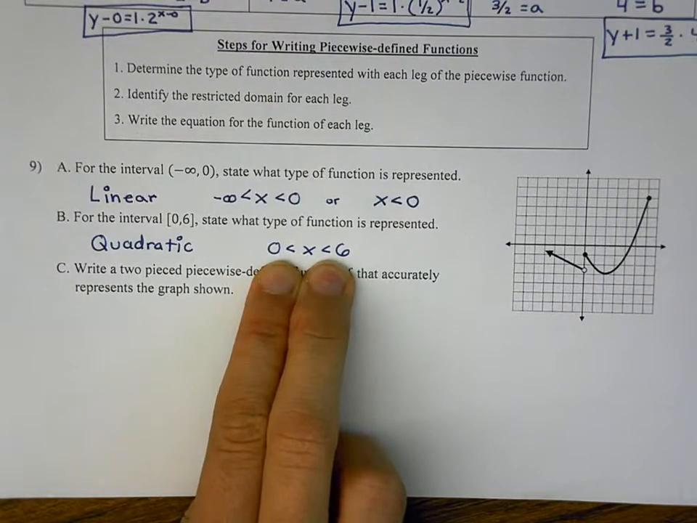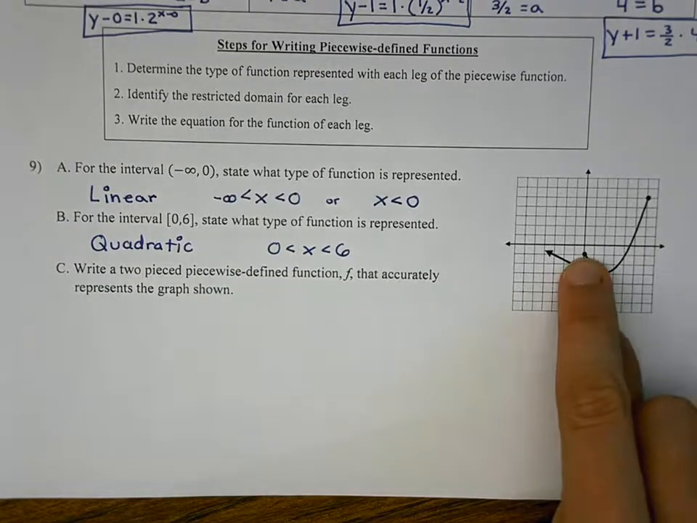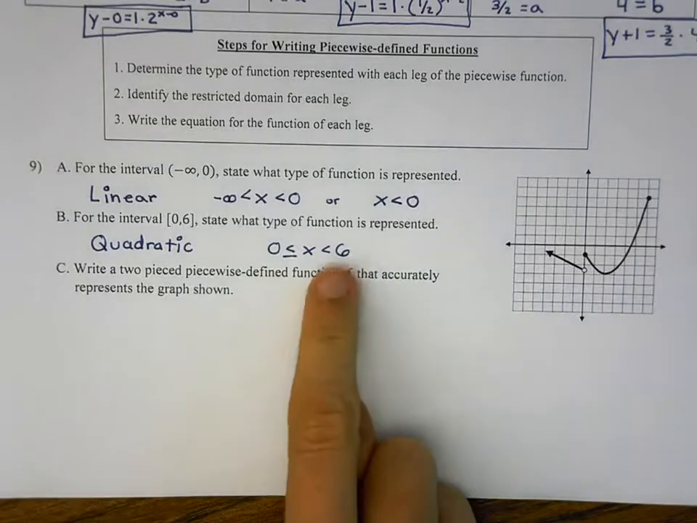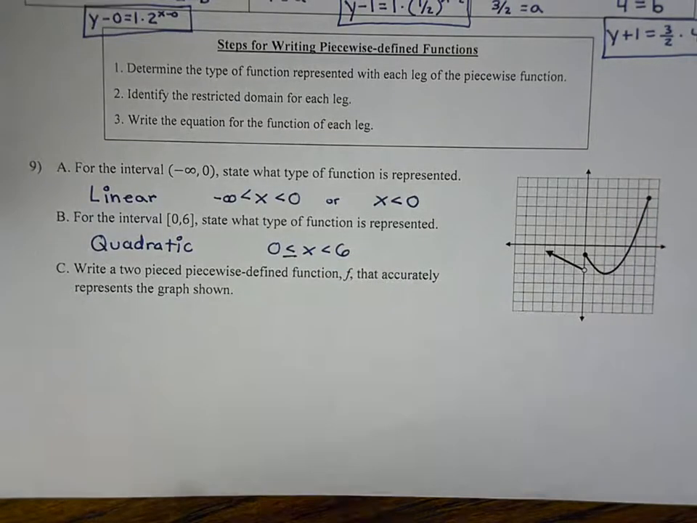Okay, we'll take a look at 0 on the quadratic. Is there a point? Yes, there is, so that's an equals. What about on the 6? Yes, there is, and so that's an equals. Okay?